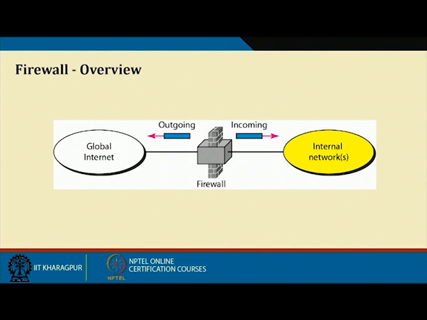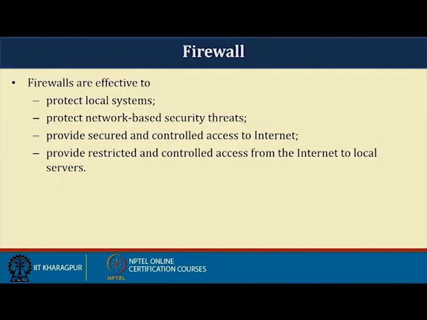If we look at it in a broad sense, there is outgoing traffic to the global internet, and this is my internal network, and there is traffic which is coming to the internal network. So, these are the two broader ways of looking at it.